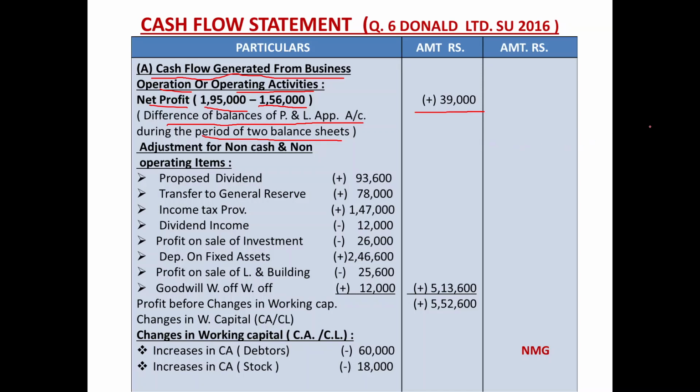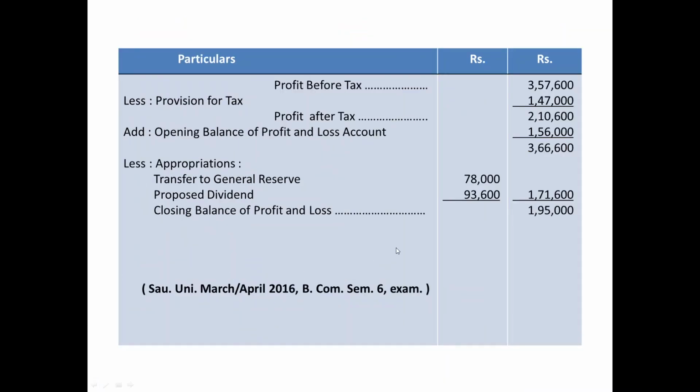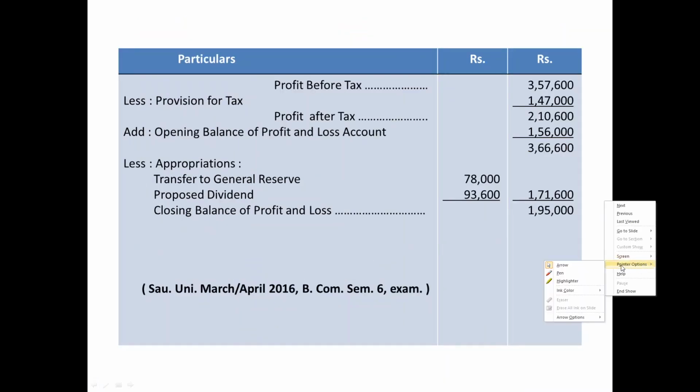But over here, as I told you, profit and loss account has been given. So we are in a position to verify this profit or make a reconciliation of this profit from the given profit and loss account. What I mean to say, this profit that we decided, 39,000, can be verified from the given profit and loss account also. Let us verify it over there. What is the profit of the year? Have a look.